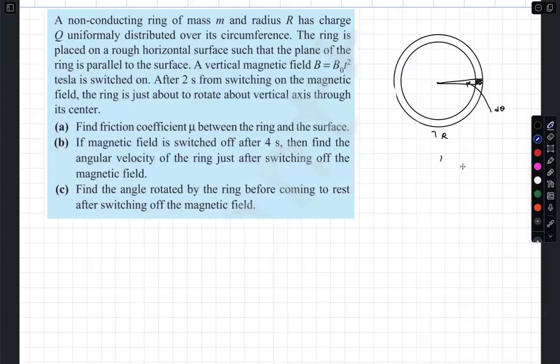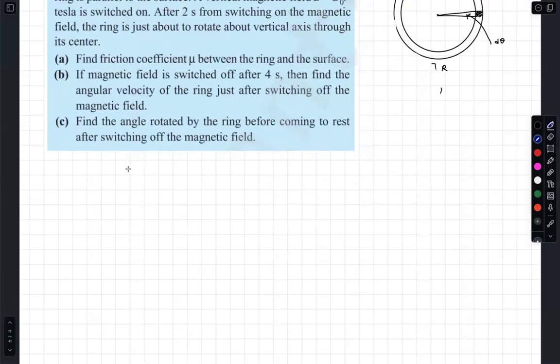We can use the dB/dt term. Placed on a rough horizontal surface such that the plane of the ring is parallel to the surface. A vertical magnetic field B equal to B naught t square Tesla is switched on. After 2 seconds from switching on the magnetic field, the ring is just about to rotate about the vertical axis through the center.